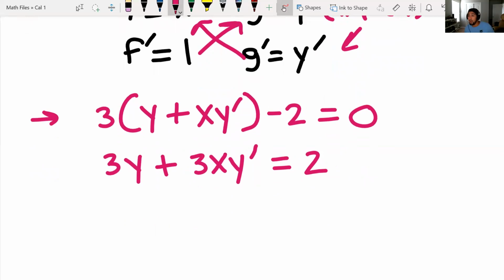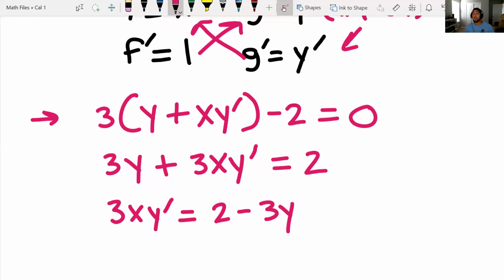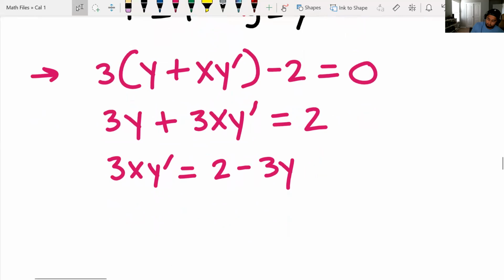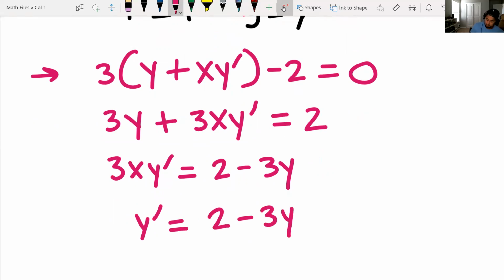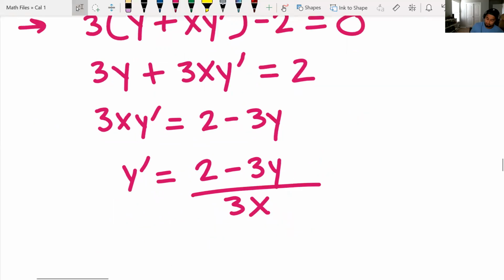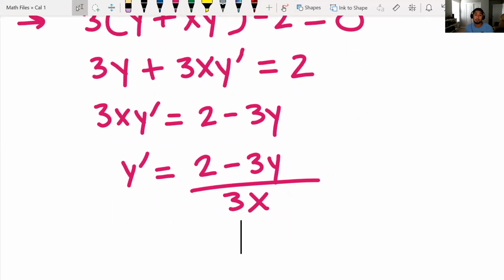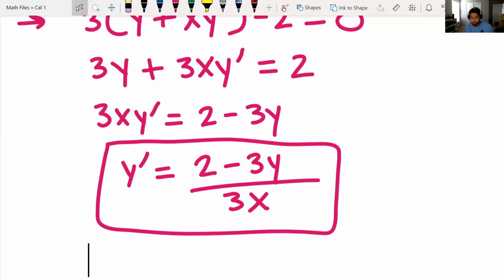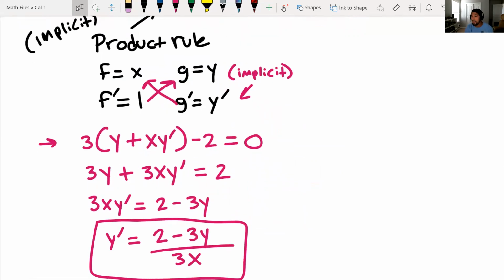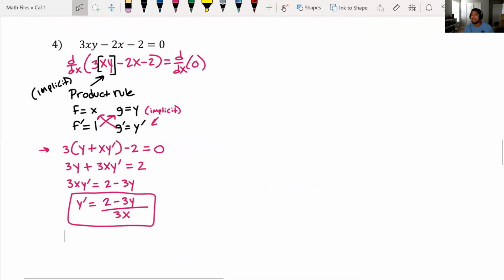And then, remember, we're solving for y prime, so move 3y over to the right. And then, to get y prime all by its lonesome, you will divide by 3x. Which means we'll get y prime equals 2 minus 3y all over 3x. Now, it is very easy to make a mistake. Very, very easy. So watch all your signs, watch everything. Do not forget any steps.